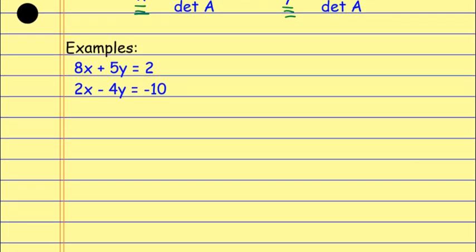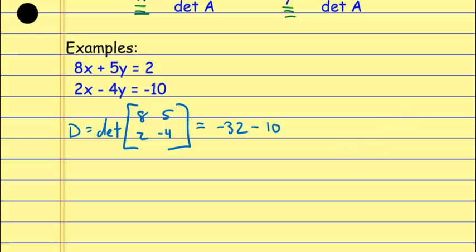So let's take a look at something like this. Again, I'm going to start with just the regular old determinant for the coefficient matrix, okay? So I'm just going to call it D for now. That's going to be the determinant of the coefficient matrix. And so for this one, I want the coefficient matrix that's 8, 5, 2, and -4. It's just my coefficients, and I'm going to find the determinant of that. So I do my downward diagonal, that's a -32. I do my upward diagonal, which is a 10, and now I subtract those, which is a -42, okay? So that's my coefficient matrix determinant.